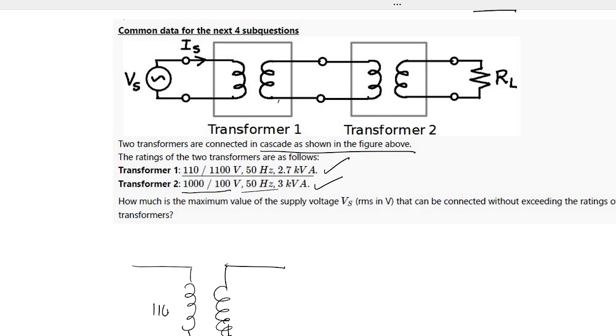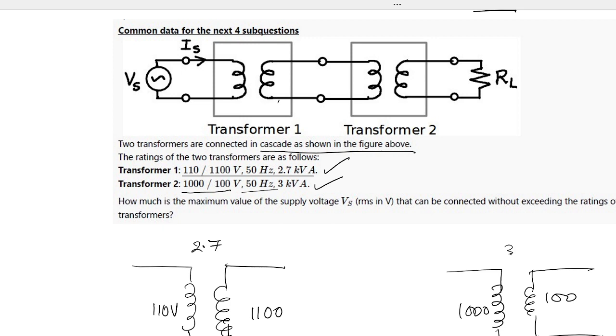This is 110 volt. This is 1100 volt. kVA is 2.7. So next transformer is there. Next transformer we have 1000 by 100. Here we have 3 kVA. So what will be the primary current?